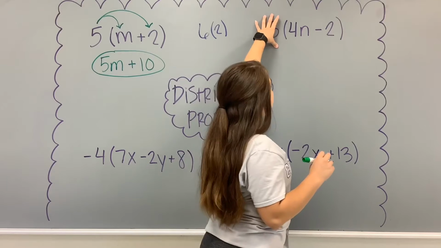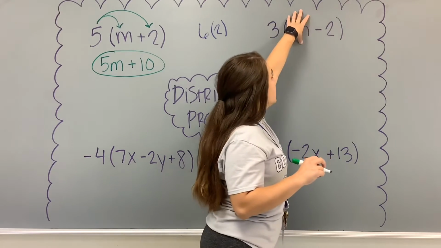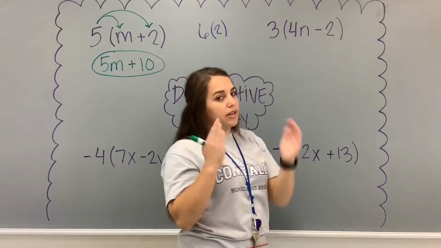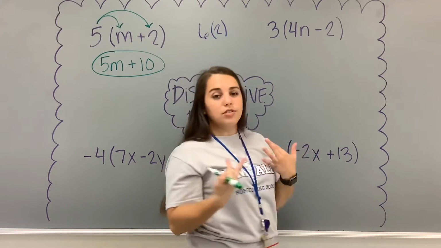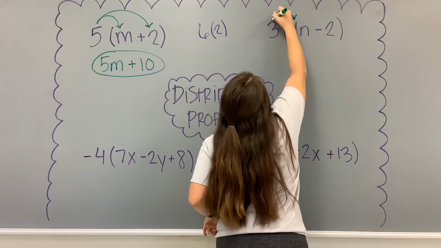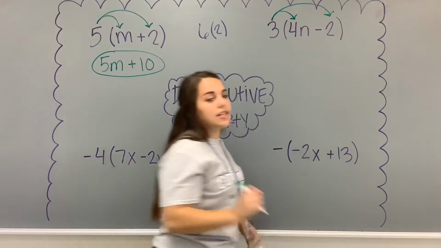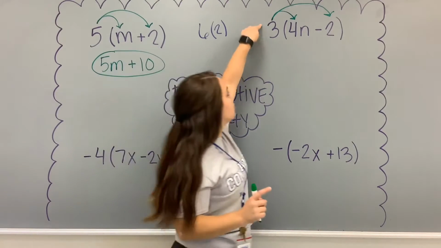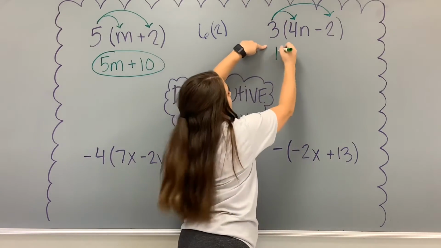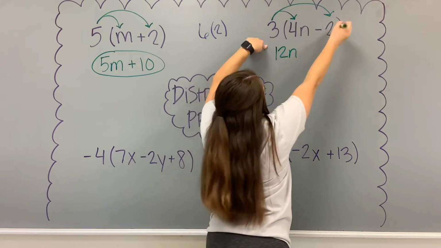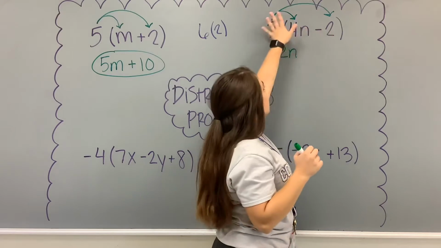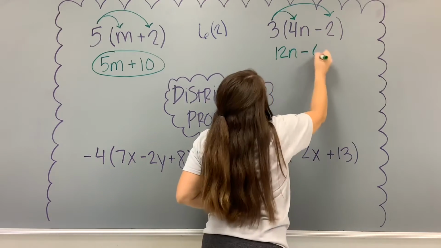We have 3 on the outside of the parentheses, and then 4n in here, and minus 2 here. That's on the inside of the parentheses. Parentheses comes first, so we use distributive property to multiply this 3 in to the 2 pieces on the inside of the parentheses. So the first arrow I drew is from 3 to 4n. 3 times 4n is 12n. 3 times negative 2, I'm going to consider this a negative 2. 3 times negative 2 is negative 6.